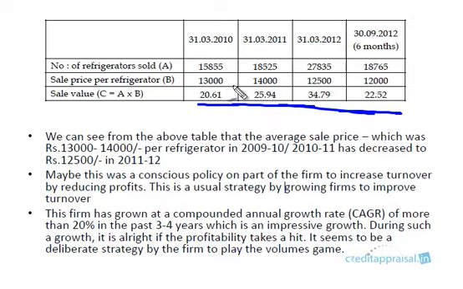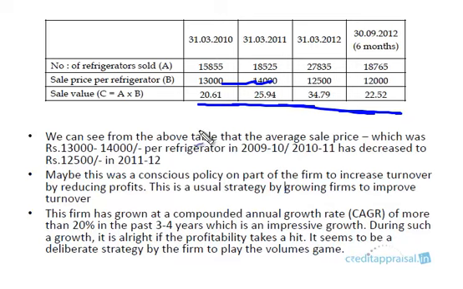Okay, so we can see that the sale price has come down. Last year it was around 13 to 14,000. Now it's come down to 12,500. So maybe this is a conscious policy on the part of the firm to increase turnover. We discussed this strategy earlier, right? Sometimes growing firms do cut down on the margins to increase the sales. Maybe sometimes they'll be doing that.